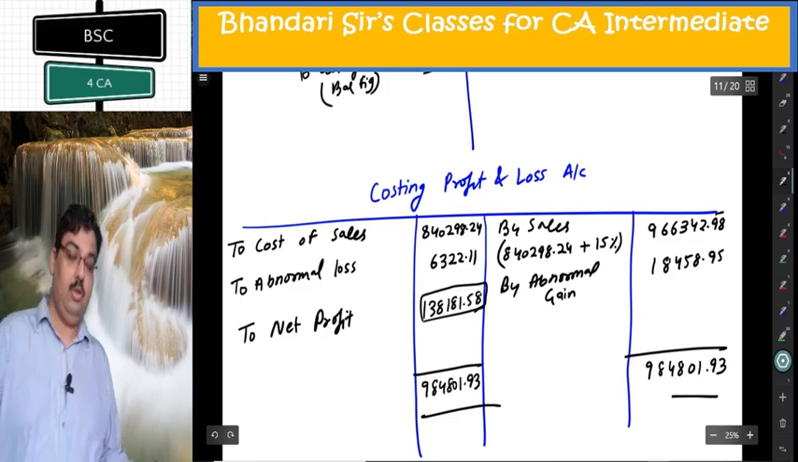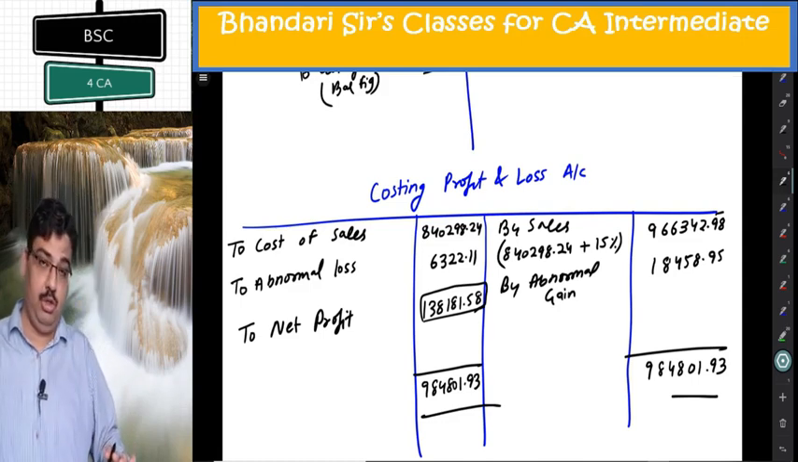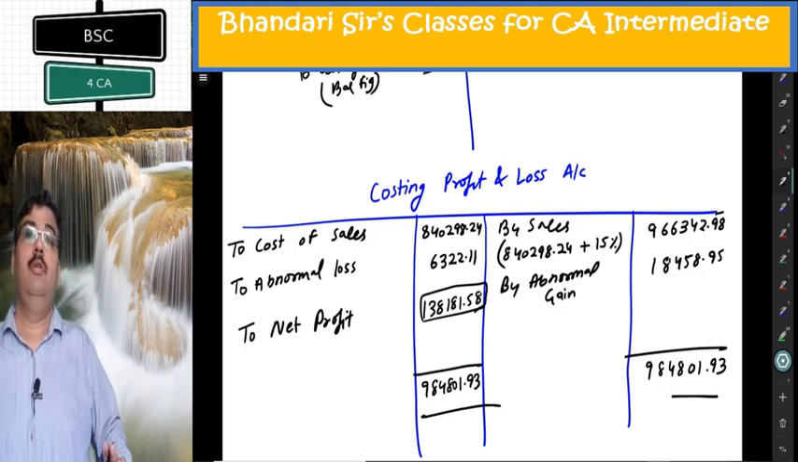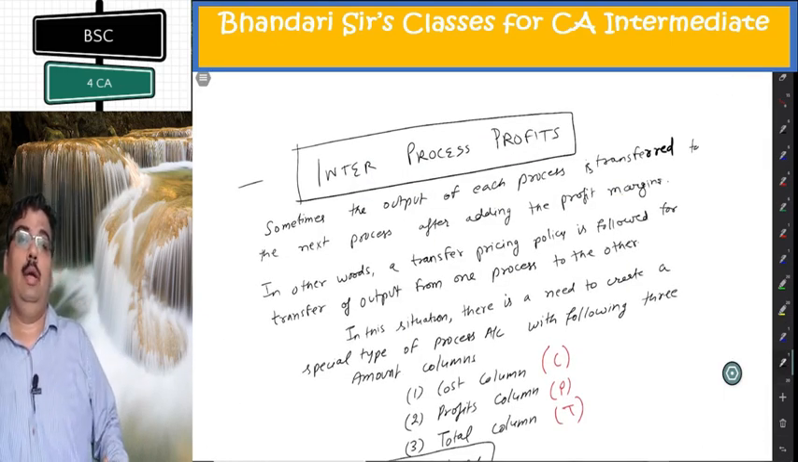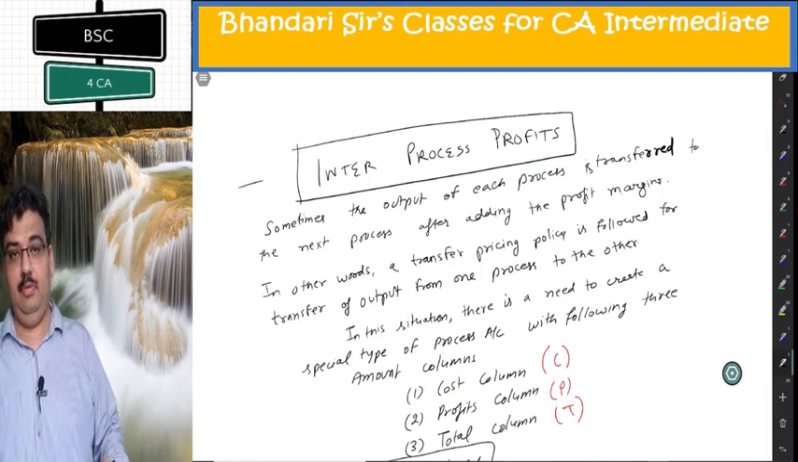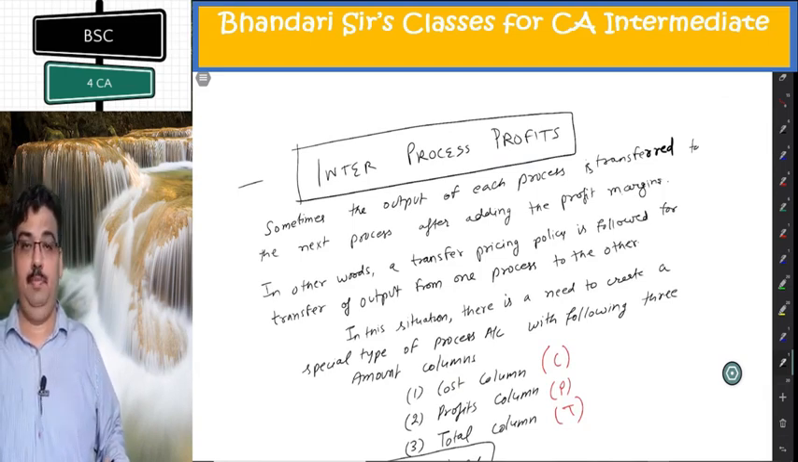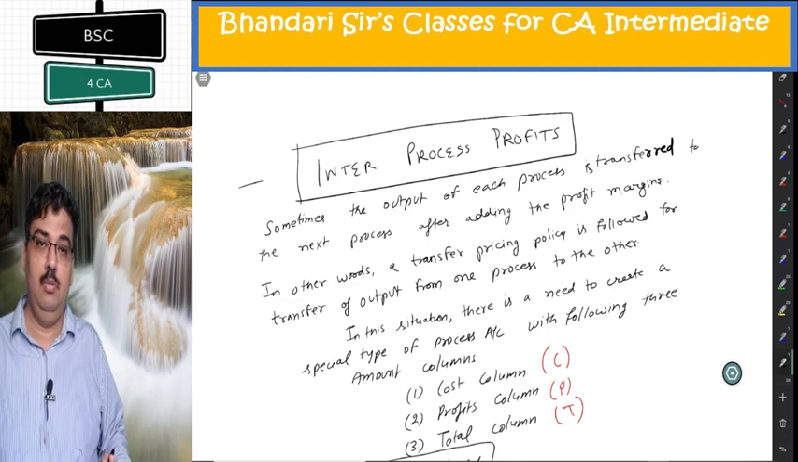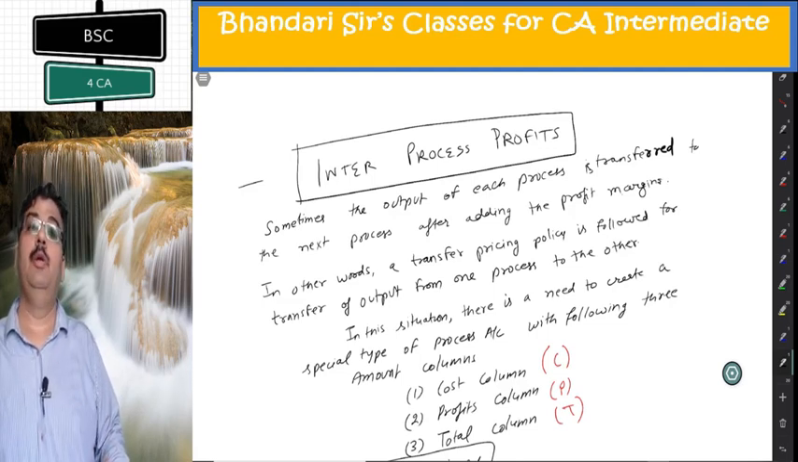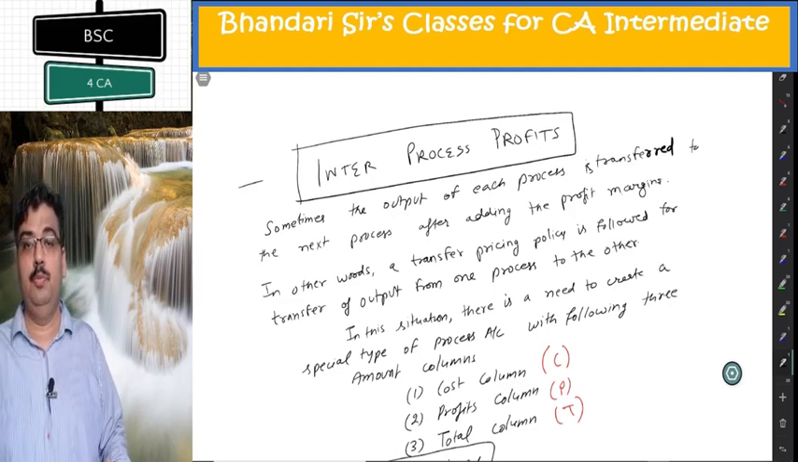984,801.93. So this was the most comprehensive question on basics of process accounts, which included all gains, losses, finished goods stock account and costing P&L account. Further, I take you through another set of concepts which is inter-process profits. I'm not starting treatment of work in progress, that is equivalent production concepts, because that needs some fresh mind, which we'll be doing in the next class tomorrow.